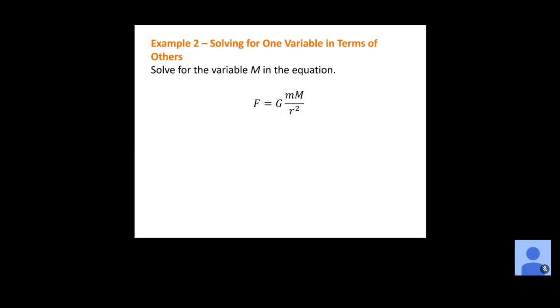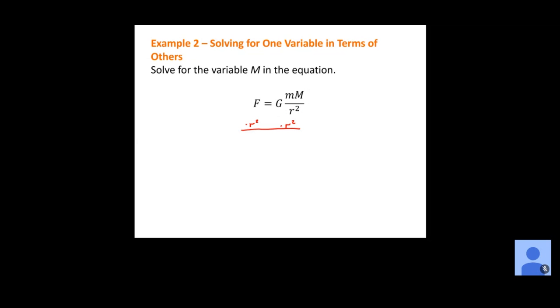Well, I notice here that I have this r squared in my denominator, which means I'm dividing by r squared. Well, I'm going to go ahead and move that first. So to get rid of division, the inverse operation would be multiplication. So I'm going to multiply both sides of my equation by r squared.